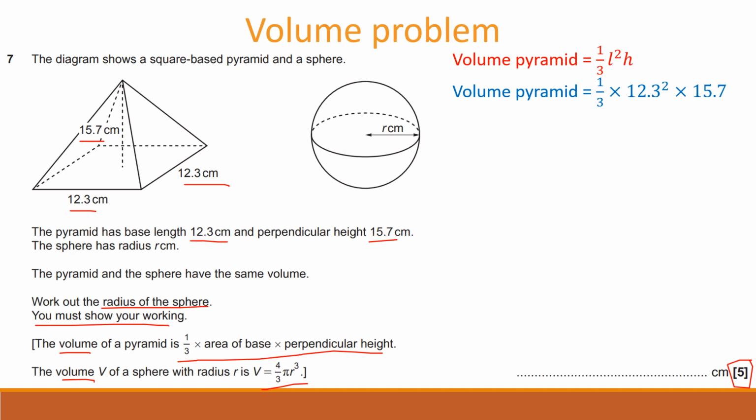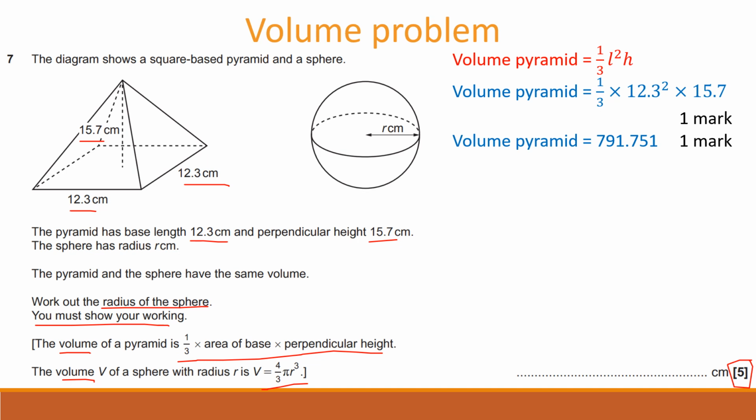This is a calculator paper, so just type that into your calculator, and that will give you 791.751. That first bit up there will give you 1 mark for doing the working, and your second mark is for getting the volume of 791.751. That will be in centimetres cubed.